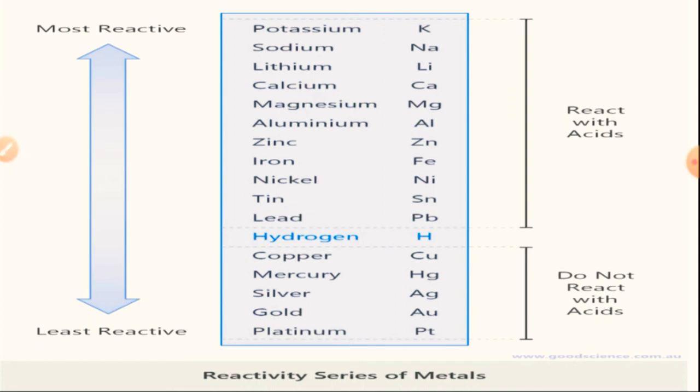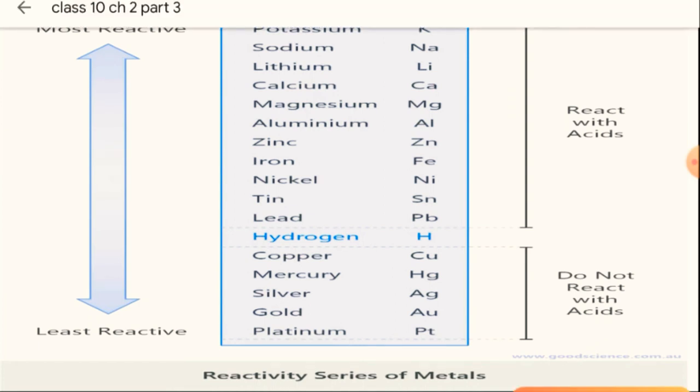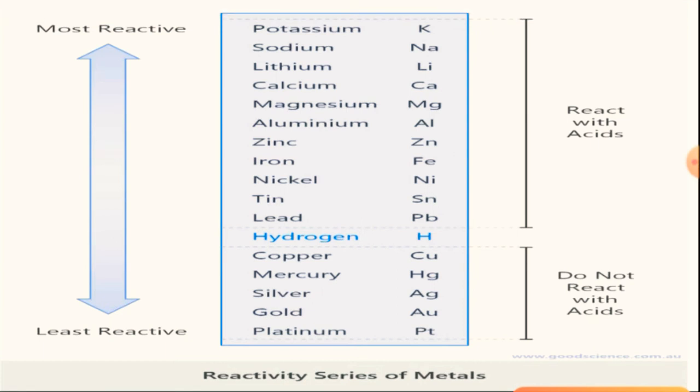Now let's look at the reactivity series. In the reactivity series we are observing that potassium is at the topmost. Then sodium is after the potassium. As we are coming down in this reactivity series, the reactivity of these metals is decreasing. That means sodium is less reactive than potassium, lithium is less reactive than sodium, calcium is again less reactive than lithium, magnesium is less reactive than calcium, and so on.